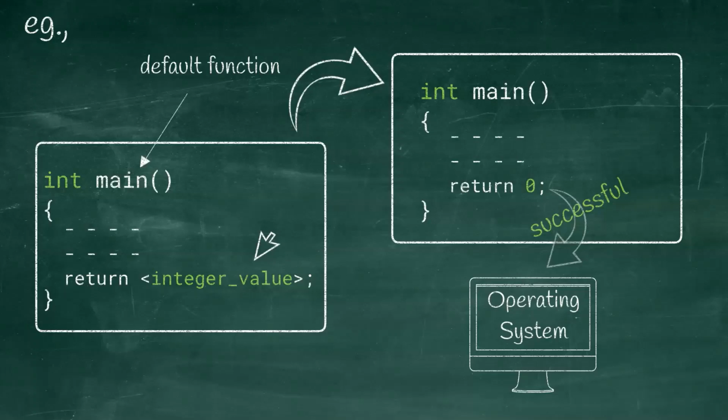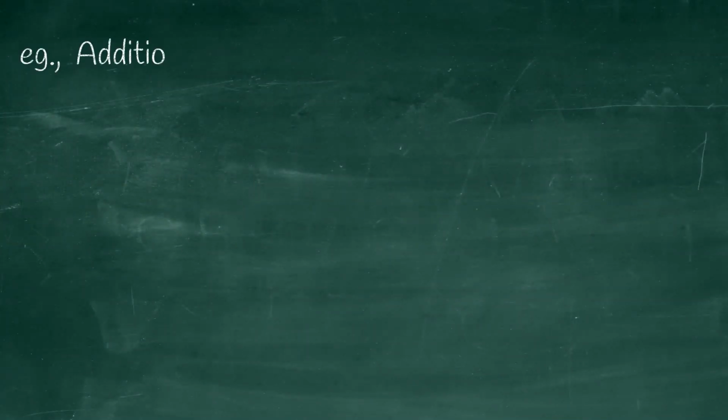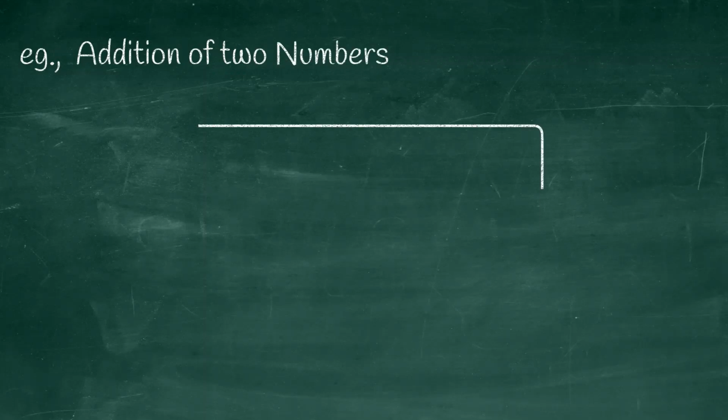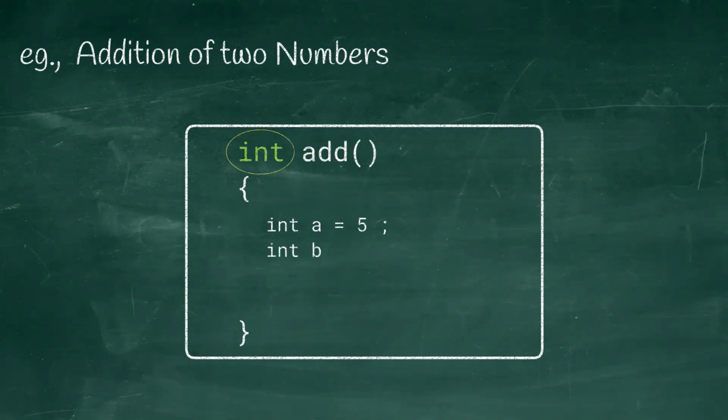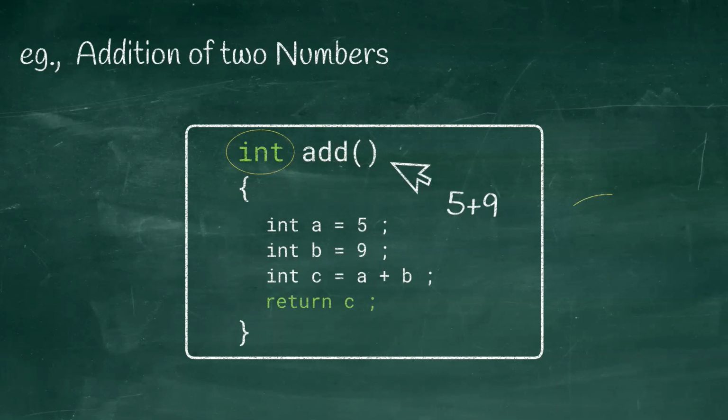For any function other than main, suppose we need to perform an addition of two numbers, we'll create a function, let's say add, with return type int and this piece of code for addition. In the last line, we'll write the return statement. This function will return a value that will be equal to the addition of these two numbers. There is no need to worry. Once we discuss C functions, you'll be able to grasp more of it.